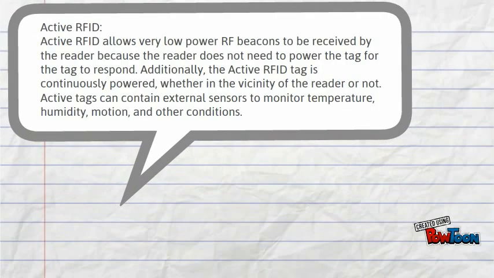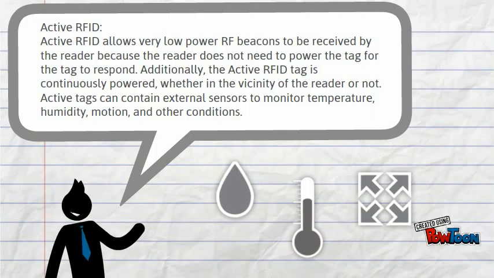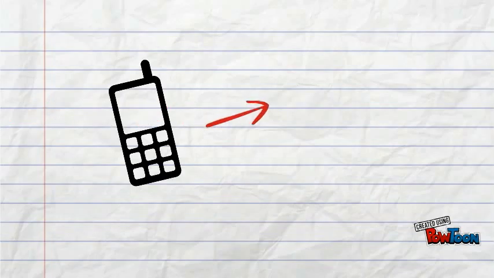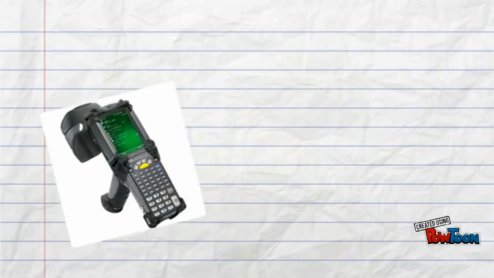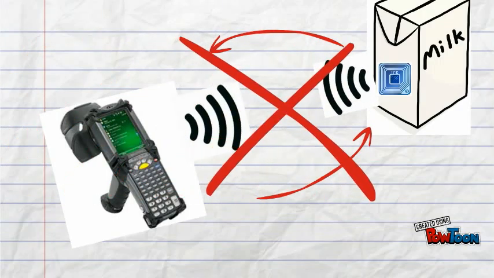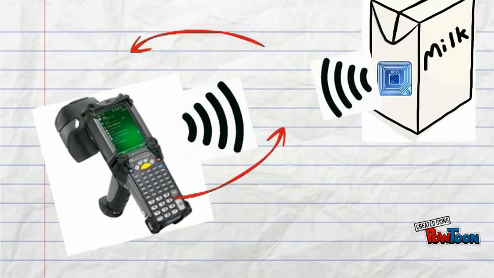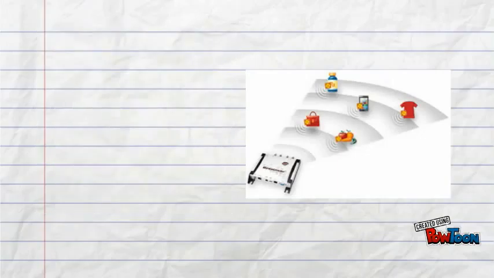Active RFID tags have a transmitter and their own power source, typically a battery. The power source is used to run the microchip circuitry and to broadcast a signal to a reader, the same way a cell phone transmits signals to a base station. Active RFID allows very low radio frequency beacons to be received by the reader because the reader does not need to power the tag for the tag to respond. Additionally, the active RFID tag is continuously powered, whether in the vicinity of the reader or not. Active tags can also beacon or initiate communication with the reader or other tags when certain conditions are present.